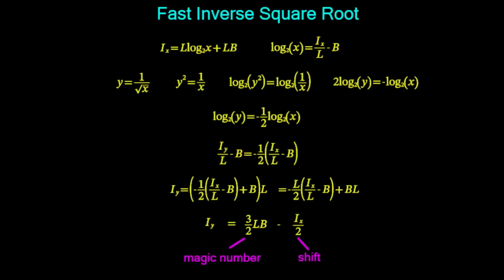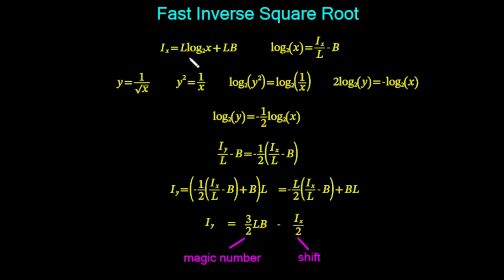So let's continue with our mathematical derivation of the fast inverse square root algorithm. We've seen in the previous video that we can relate our decimal number x with the integer representation of the floating point number ix through this equation here. So ix is equal to log to the base 2 of x, which has been scaled by this factor L, and we've added on the factor L times b. So we've got a scaling and a shifting.